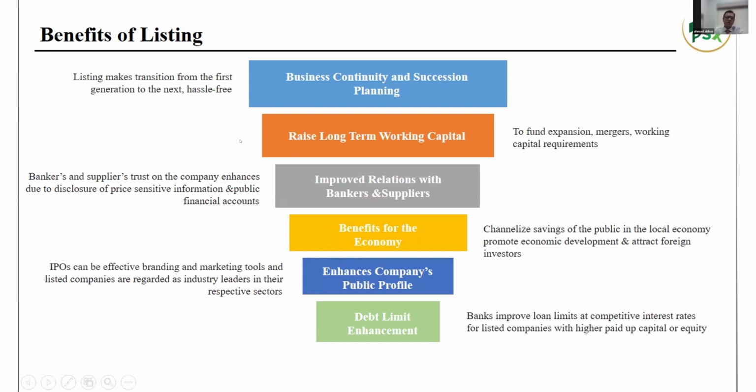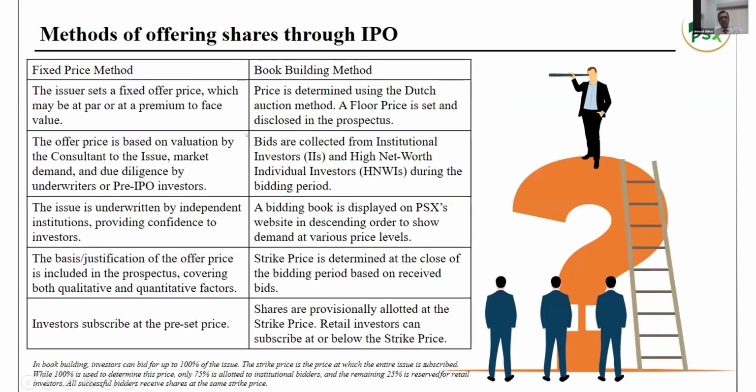So moving on, I'll tell you about the methods of offering shares through IPO. One is the fixed price method. The issuer sets a fixed offer price, which may be at par or at a premium to face value. The offer price is based on valuation by the consultant to the issue, which is the lead manager or the book runner, market demand, and due diligence by the underwriters or pre-IPO investors.